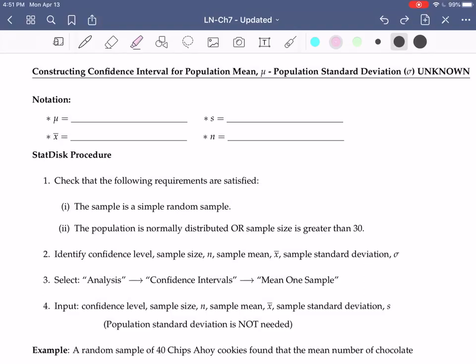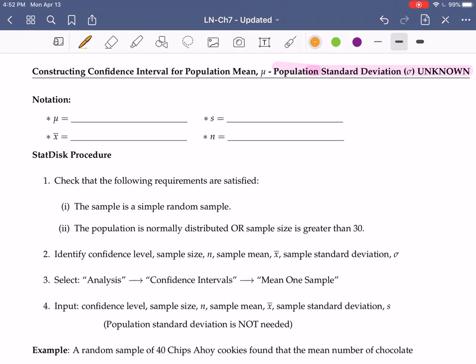In this video, we are going to look at constructing a confidence interval for a population mean when the population standard deviation is not known. So here we do not know the value of the population standard deviation. Just because we don't know the value of the population standard deviation does not mean we don't know a standard deviation. We will make use of the sample standard deviation in this setting.